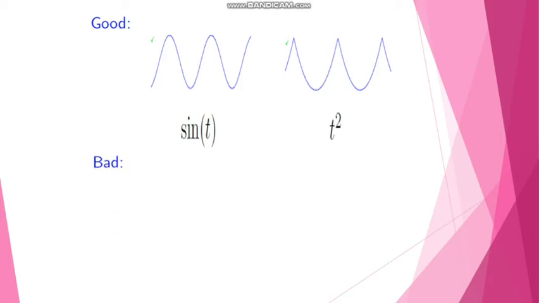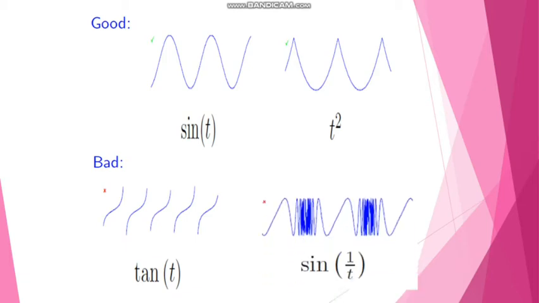Coming to bad functions, tan x or tan t is not a good function for the existence of Fourier series since it has infinite number of discontinuities. Coming to sine of 1 upon x or sine of 1 upon t, it is not a good function for the existence of Fourier series since it has infinite number of maxima and minima in a given finite length of interval.